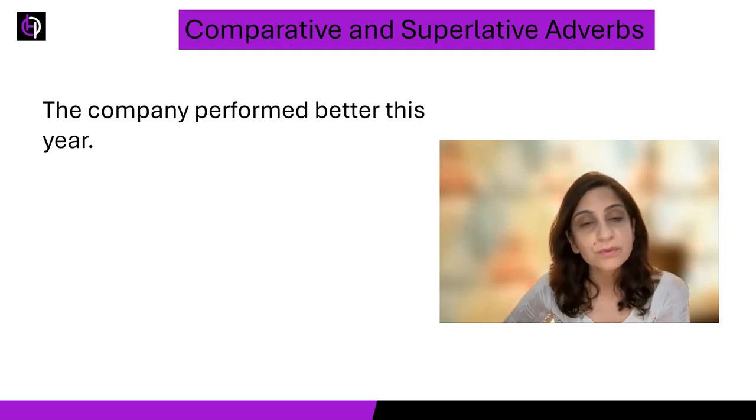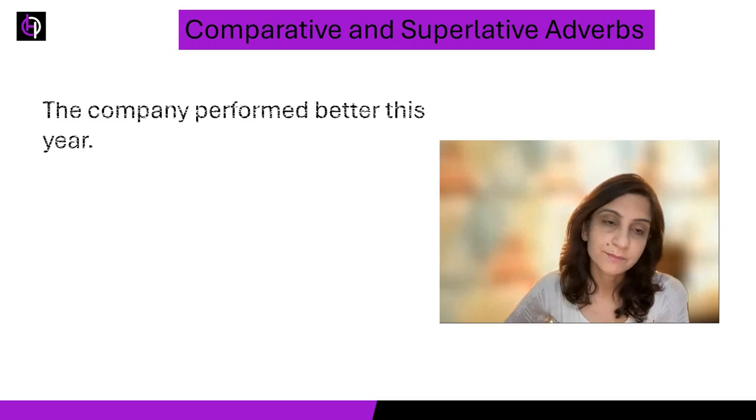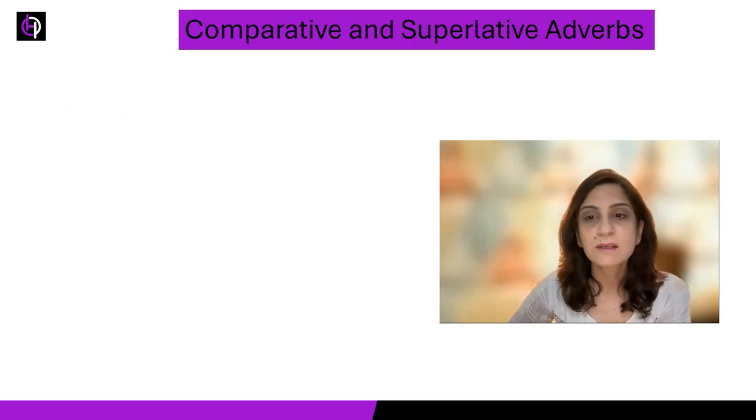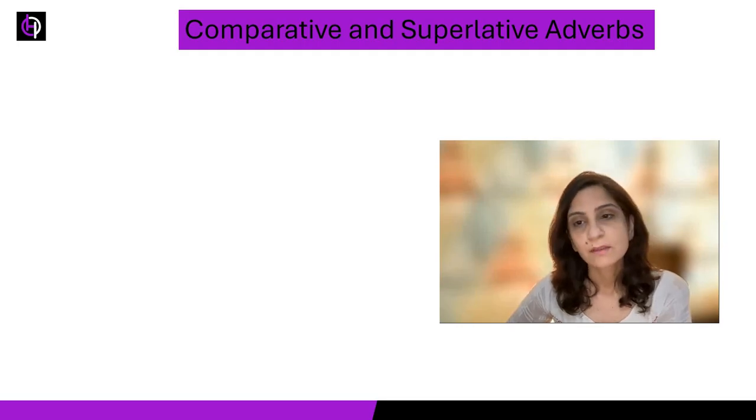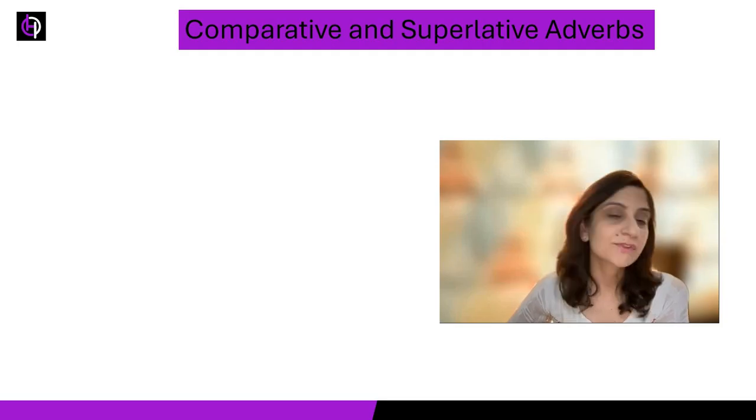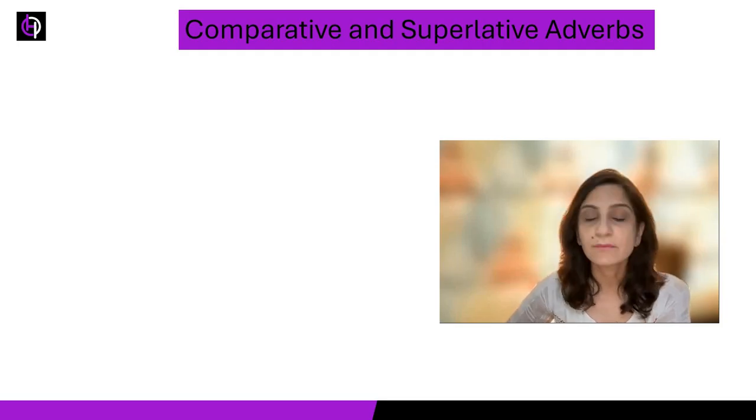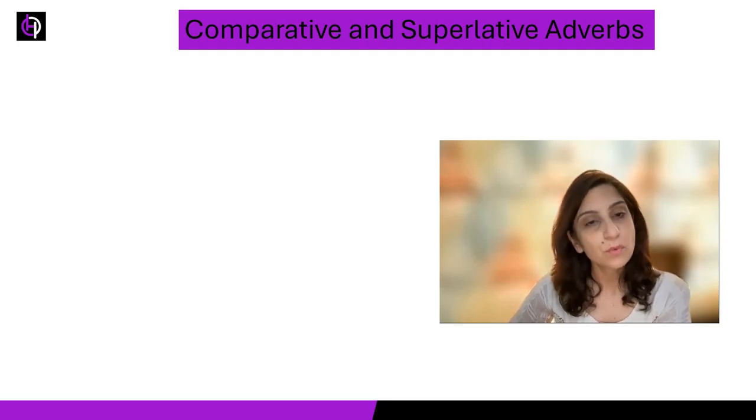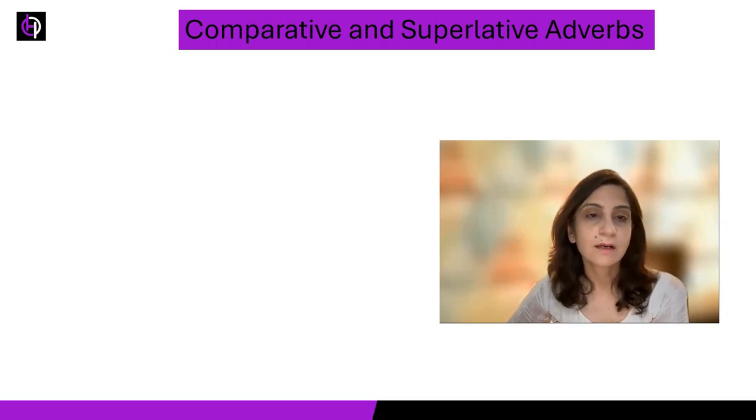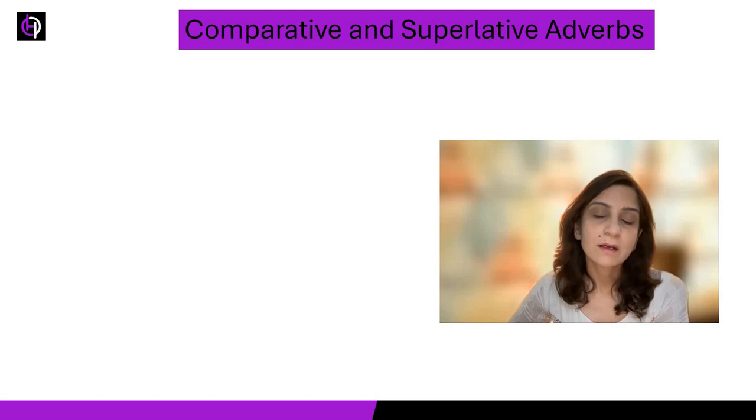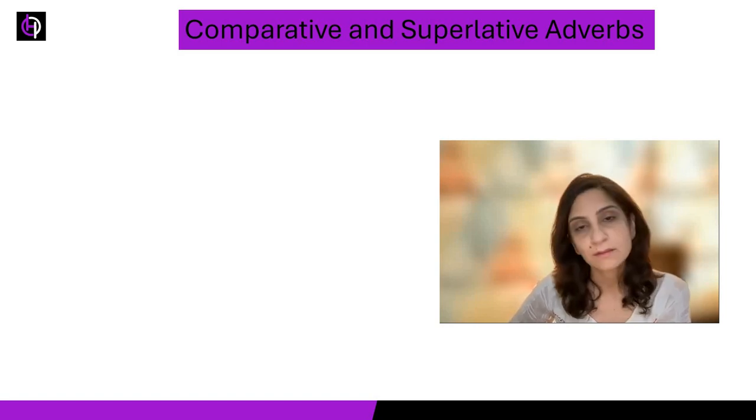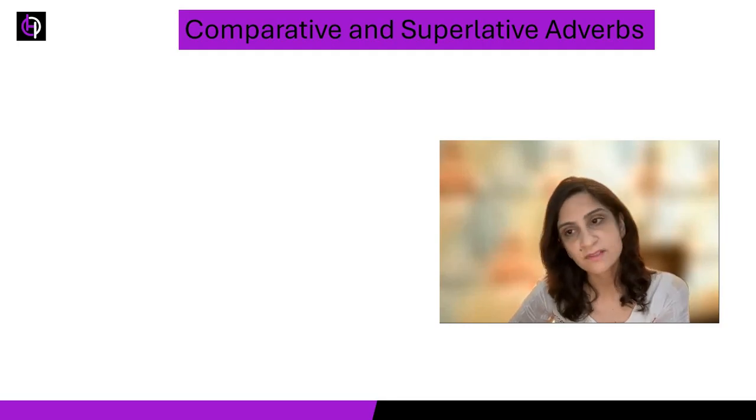Now, if I talk about the superlative adverbs, the superlative adverbs are the best ones. It means they are one of a kind. They are at the top as far as their performance or ranking is concerned. And we use the word most along with our superlative adverbs to show that they are the supreme ones. They are the best ones in that entire category. There is no comparison as far as the superlative is concerned.